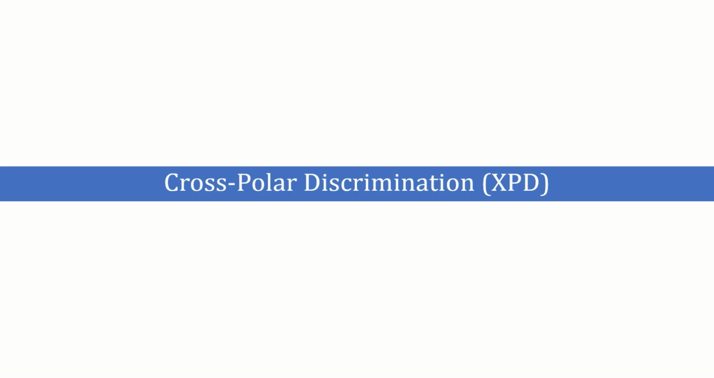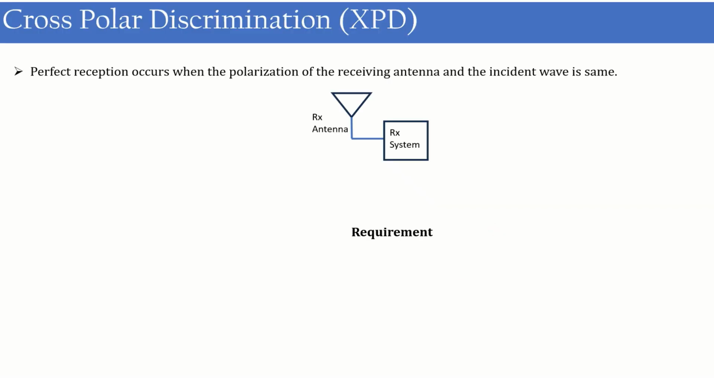In this video, we are going to explore what is meant by cross-polar discrimination or XPD. Here, this X represents the cross-polar. So, this cross-polar discrimination actually indicates the purity of the received signal. So, let's consider a receiver antenna system.